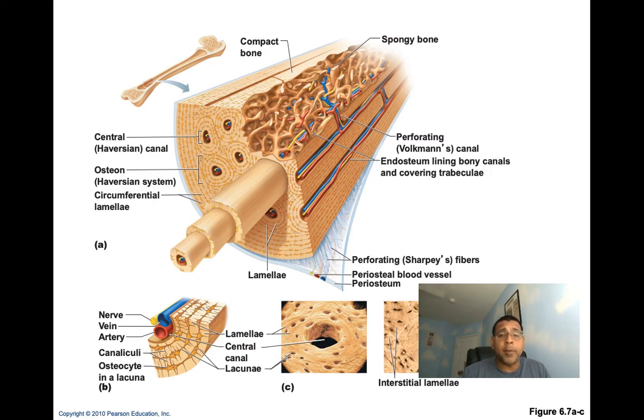Then we have our perforating or Volkmann's canals. These perforating or Volkmann's canals, we said, are found lying at right angles to the long axis of the bone. What they do is connect the blood and nerve supply of the periosteum to those in the central canals and the medullary cavity.